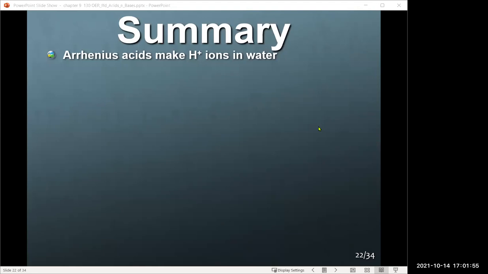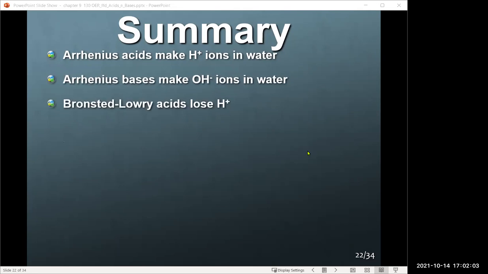Okay, so summarize all this. We got the Arrhenius acids, they produce a proton in water. The bases produce a hydroxide. When we talk about Brønsted-Lowry, by definition, there's a compound that loses a proton. Loses or donates, to me, it's the same thing. You eventually have a proton in solution somewhere. Where they differ is the definition of a base, because the Brønsted-Lowry defines a base as any chemical that accepts that proton, and it doesn't have to be a hydroxide ion.